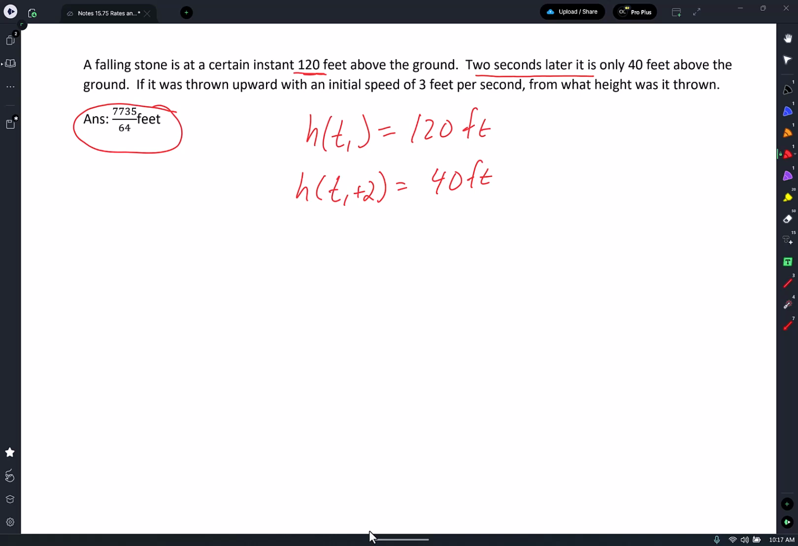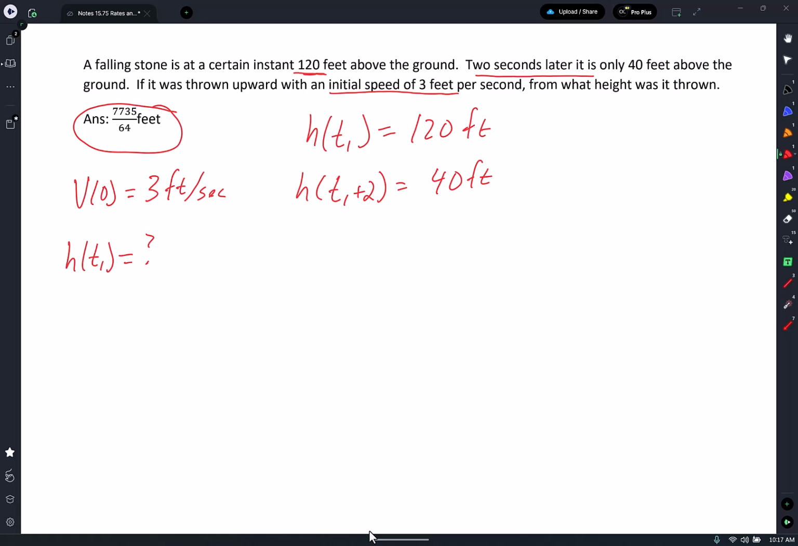If it was thrown upward with an initial speed, so there it is. That's my initial. So I'm going to write v of 0 equals 3 feet per second. 0 is the initial time, right? Yeah, this is common notation. Sometimes they also call it v naught. So just to be ready, v0 is 3 feet per second. From what height was it thrown? So they want to know this, h of t1, question mark.